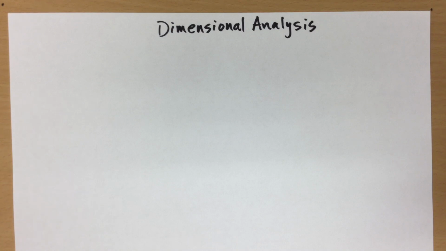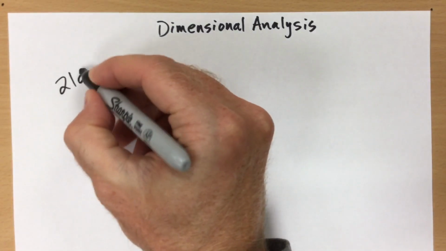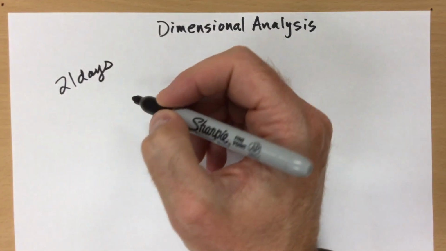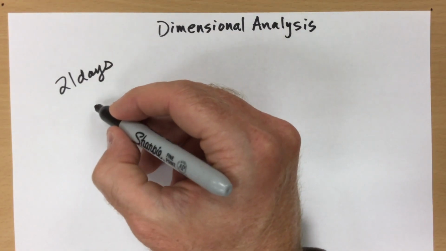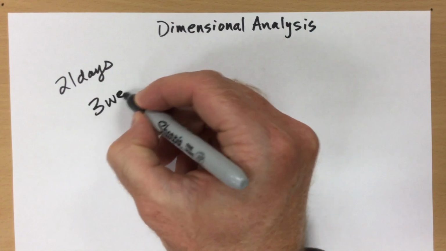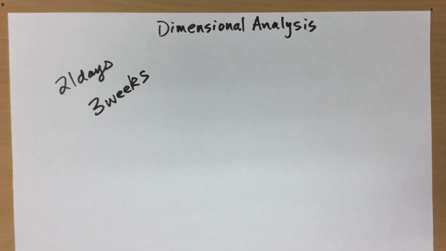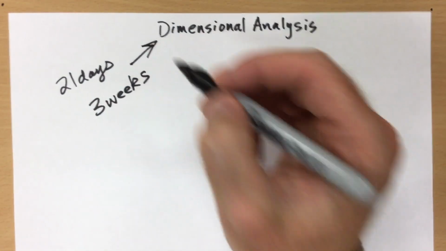Right, taking a look at dimensional analysis. That's a fancy way of saying, hey, I'm going to be gone for 21 days. And someone says, oh my goodness, that's great. You're going to go away for 3 weeks? Yeah, that was really easy. How did they do that? They did it using dimensional analysis.